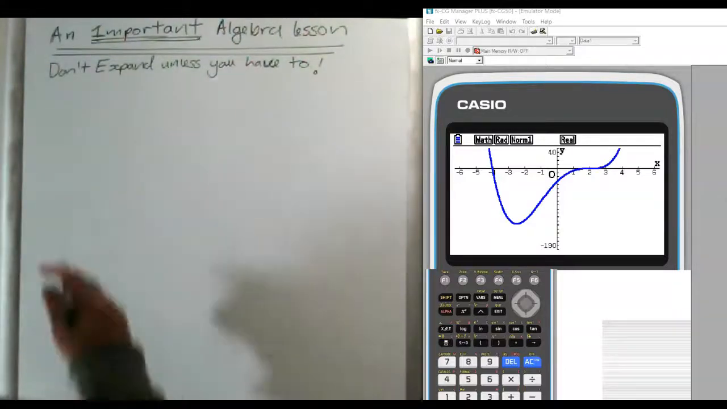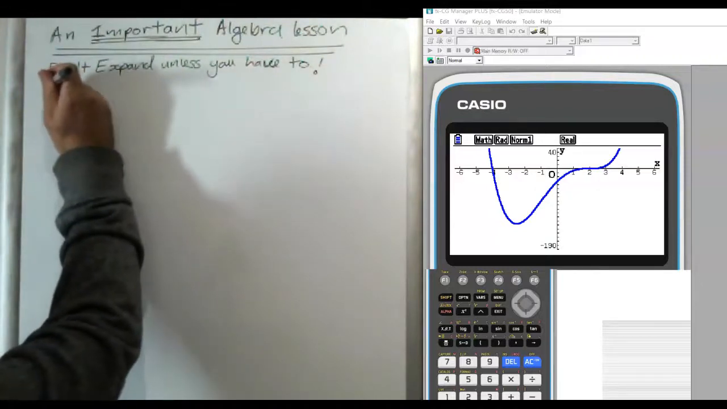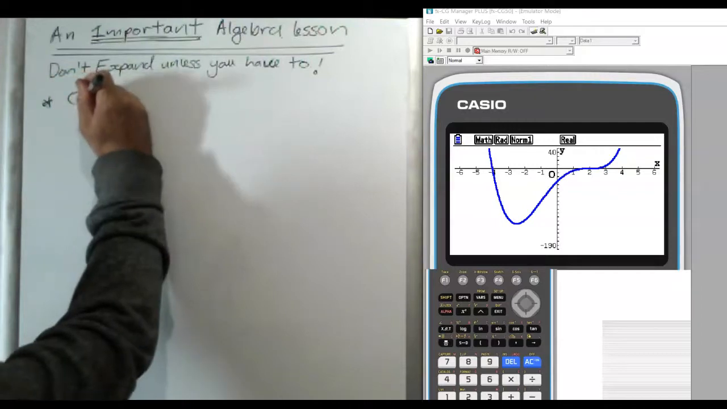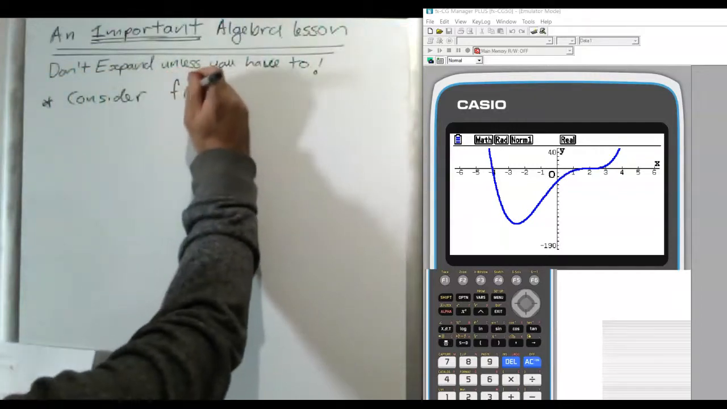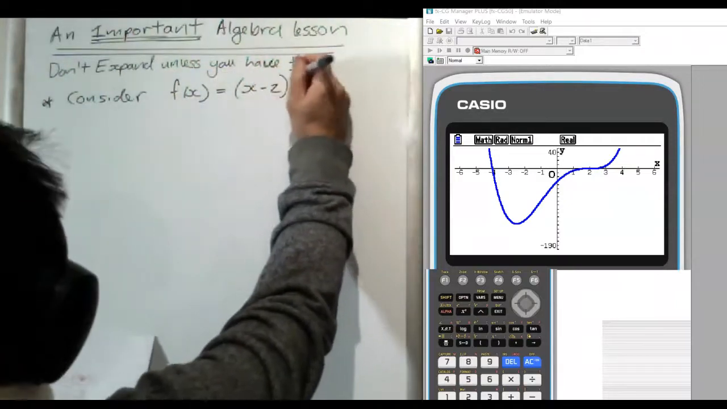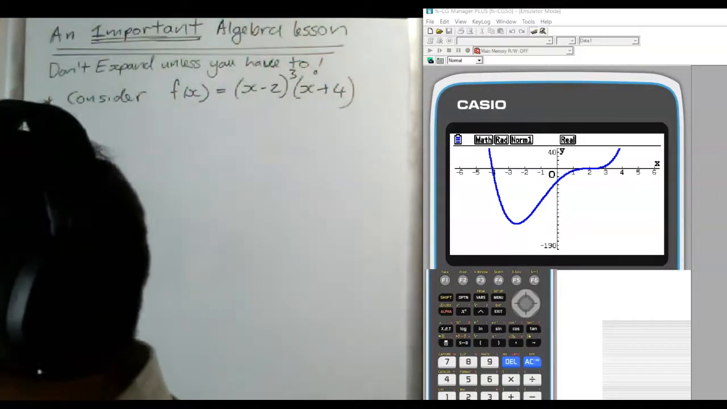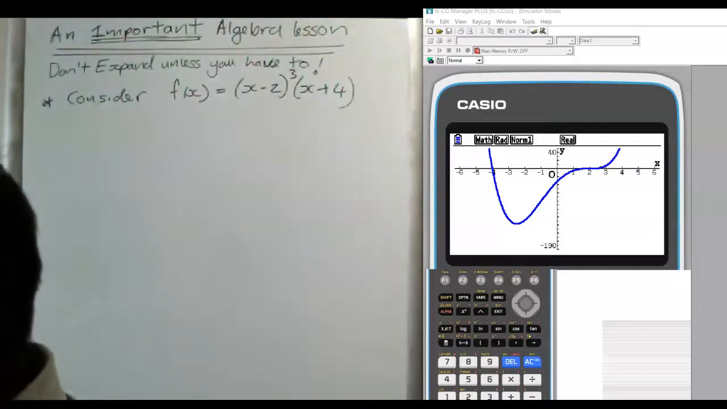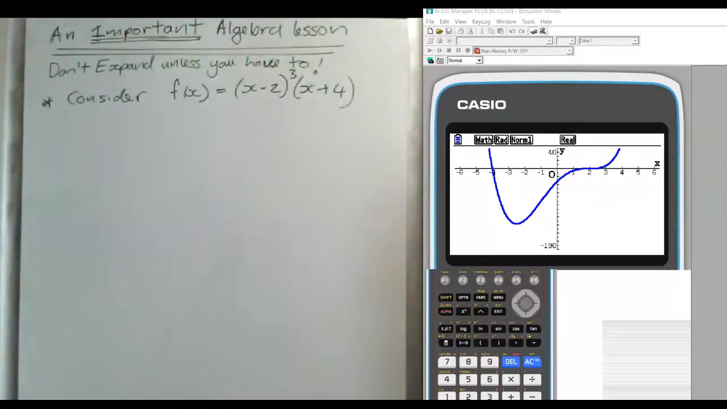Okay, and to demonstrate this, we're going to consider a function like this: f of x equals (x minus 2) cubed times (x plus 4). And you can see over on the right of the screen, it's graphed there for you. So it is a quartic. You've got a cubic factor and a linear factor.